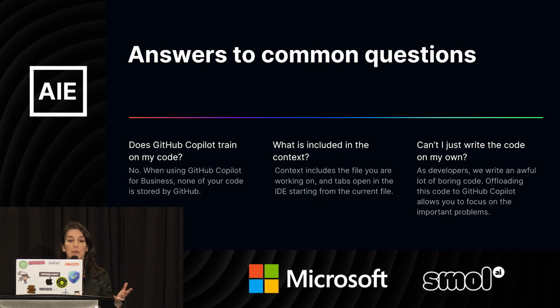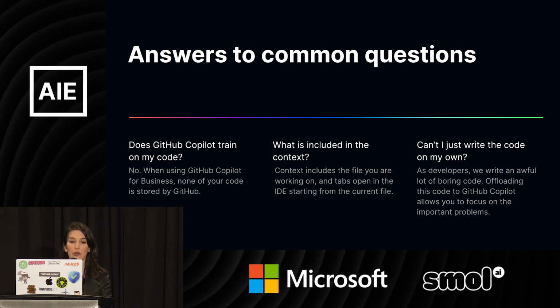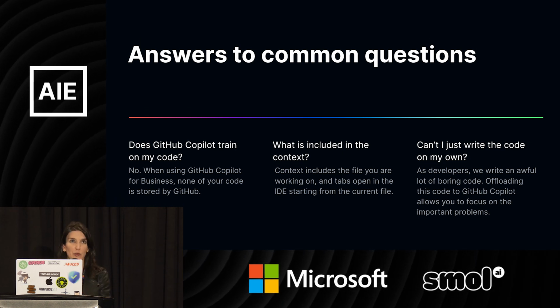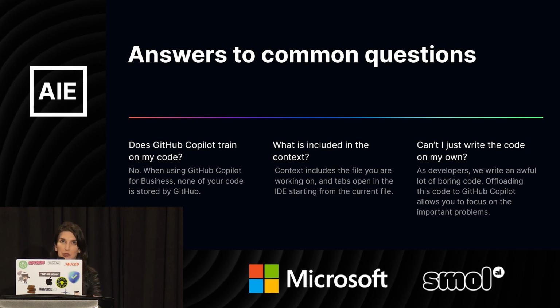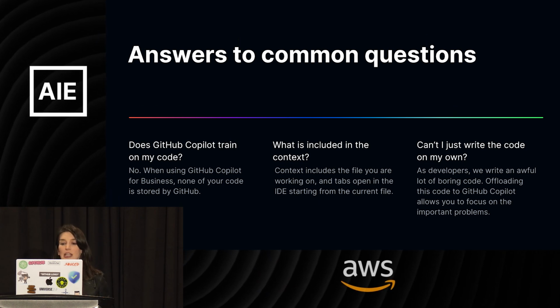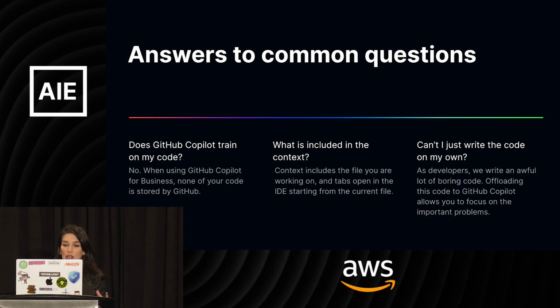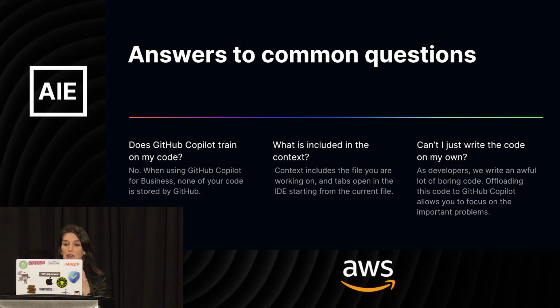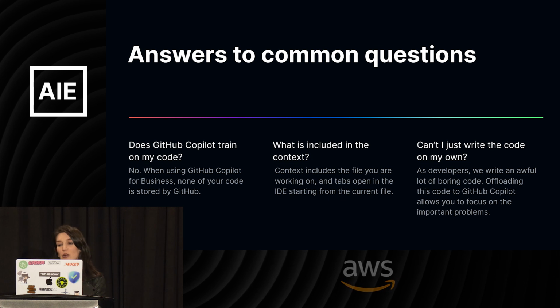So, some of the answers to common questions: does it train on my code? No. When you're using it for business or enterprise, none of your code is stored by GitHub, and even on the individual plans, there's an option to turn that feature off. What is included in the context? This is going to be the files that you're working on, so that could be tabs that are open in your IDE, starting from the current file.